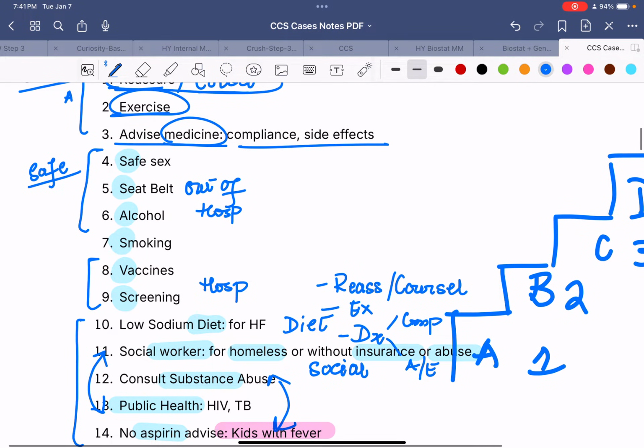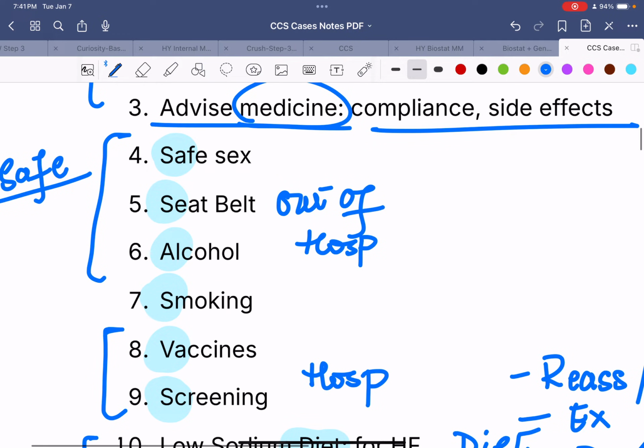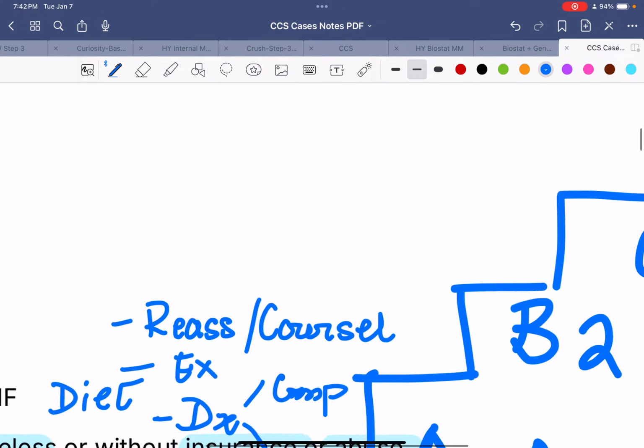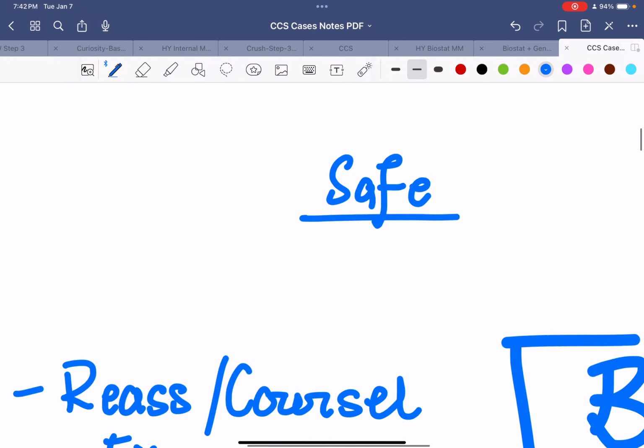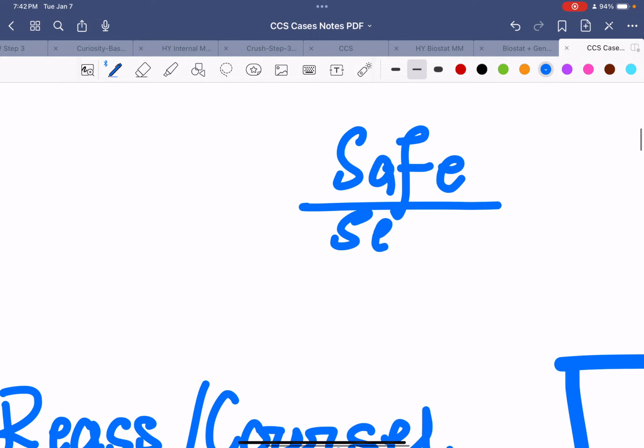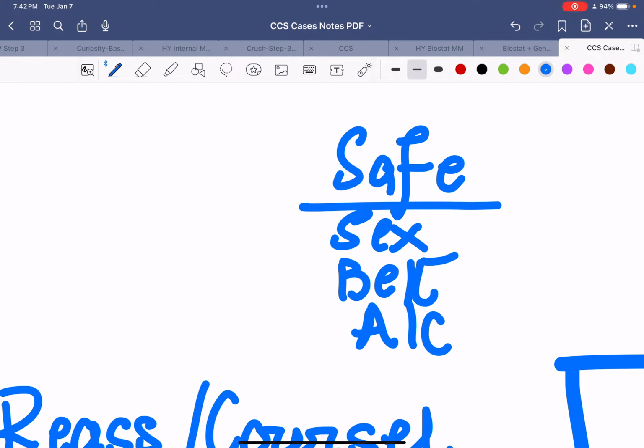Then the next step is regarding safety. There are some things that the patient needs to take care of regarding safety. That would include safe sex, safe driving, which is the seat belt, safe drinking, which is alcohol, and safe smoking, so basically no smoking. So these are 4 things that I have combined together in the name of safety: the patient needs safe sex, a seat belt, to be safe from alcohol and safe from smoking. This is step number B.